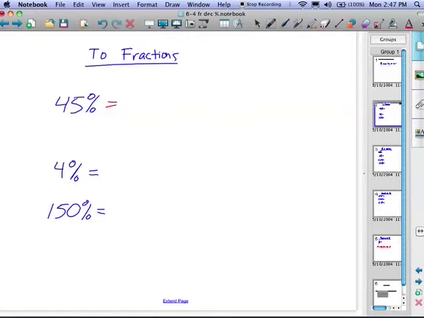If a percent means out of 100, 45% simply means 45 out of 100. 4% would be 4 out of 100. And 150% would simply be 150 out of 100. Remember, percent means out of 100, and when we turn a percent into a fraction, all of the denominators will always be 100.